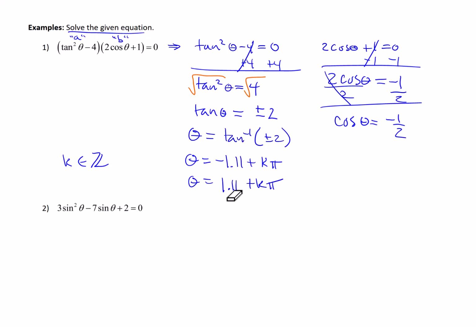If we move over to the second factor, this is where cosine theta was equal to -1/2, as we had just solved. We're wondering where that occurs. Again, you can just start within one wrap of the unit circle. Sometimes it's helpful to draw a little diagram of that.